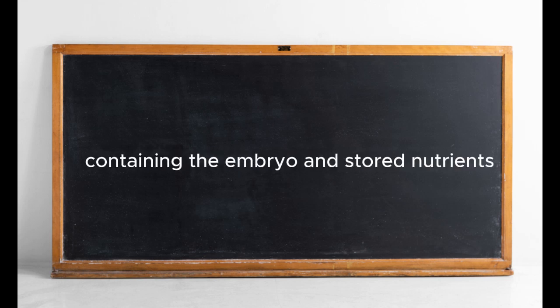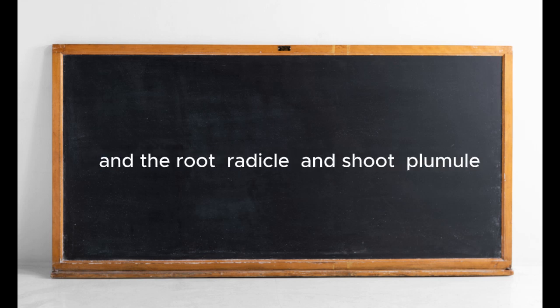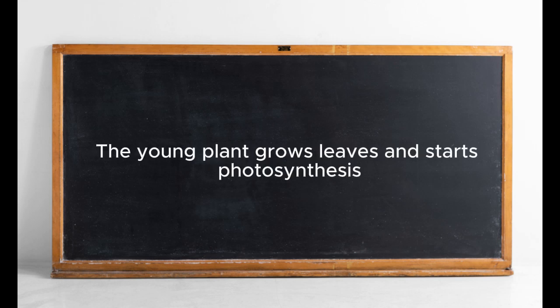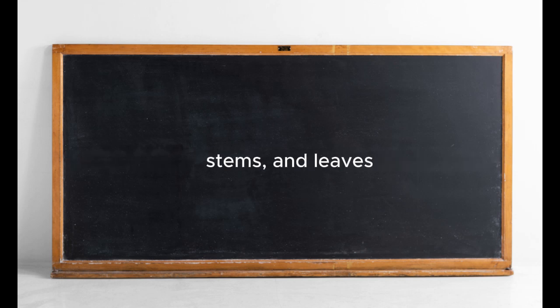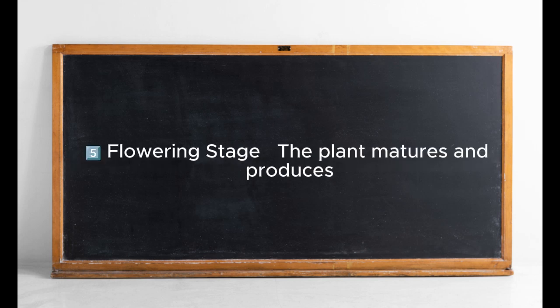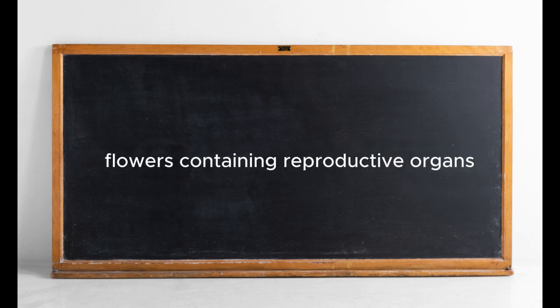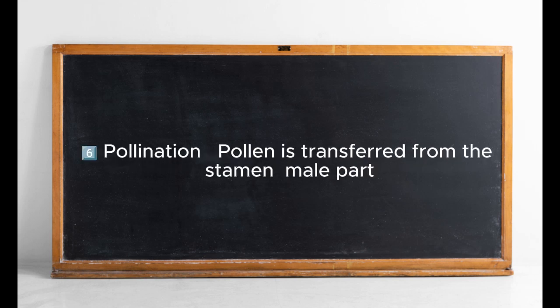2. Germination. The seed absorbs water, and the root and shoot emerge. 3. Seedling stage. The young plant grows leaves and starts photosynthesis. 4. Vegetative growth. The plant develops roots, stems, and leaves. 5. Flowering stage. The plant matures and produces flowers containing reproductive organs. 6. Pollination. Pollen is transferred from the stamen to the pistil.